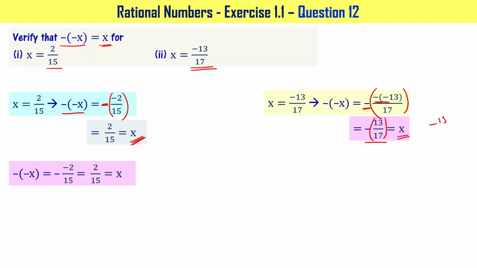Minus 13 by 17 is what? Is x, right? Hence we can say that minus of minus x equal to minus of minus times minus 13 by 17, that is equal to minus 13 by 17, that is equal to x. So we can say that we have verified minus of minus x equal to x for these two rational numbers, right? It is valid for any of the rational numbers for that matter.